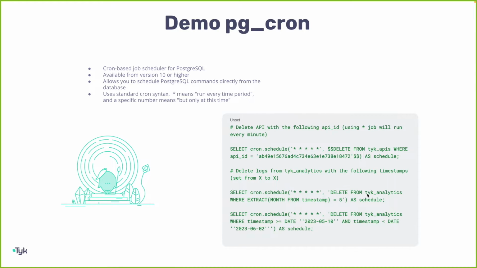Okay, so for the last one, we're going to be scheduling a job where you will delete from type analytics where the timestamp equals the date that you have specified earlier. For example, in this demo itself, it's being set to 10 of May.